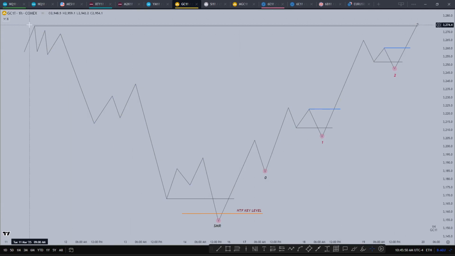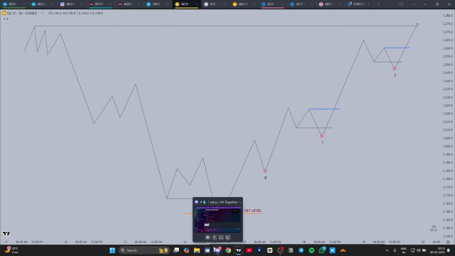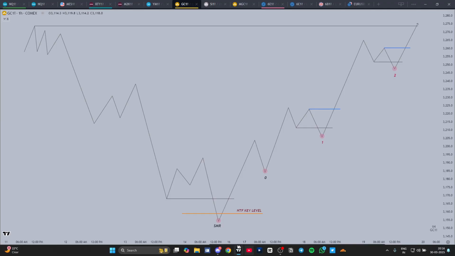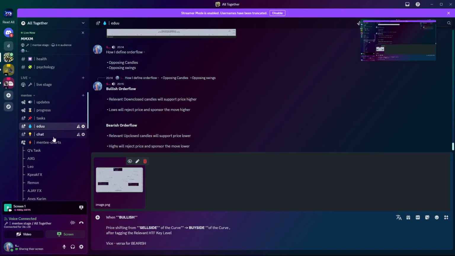If I know the draw, I know I will get several opportunities until the objective is hit, and this is the lowest probability part of the MMXM here. The highest probability opportunities lie in here, in here. I will tell you the reason, the logic as well.